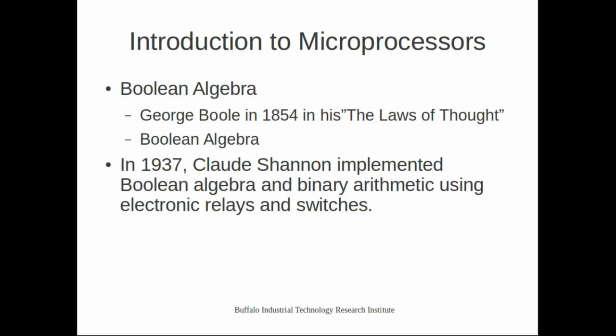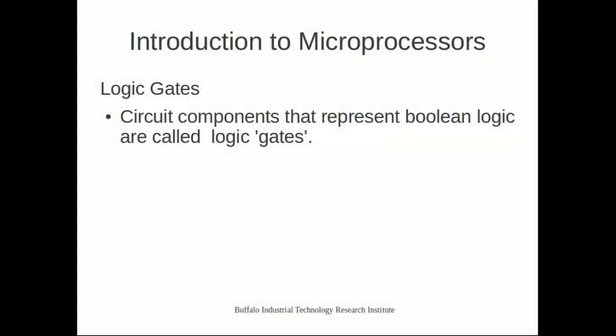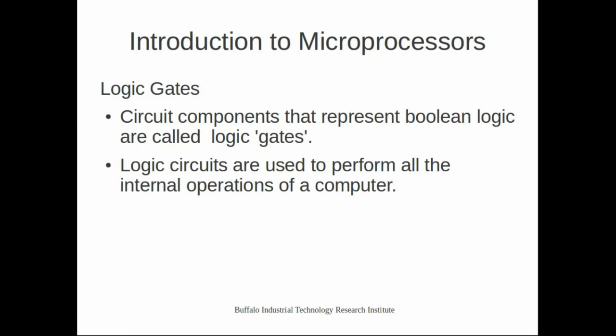In 1937, Claude Shannon implemented Boolean algebra and binary arithmetic using electronic relays and switches. He showed that circuits can be constructed using any basic element that has two states. They can be switches, which can be in either on state or off state. Circuit components that represent Boolean logic are called logic gates. Logic gates can be implemented using electronic switches as shown by Shannon earlier. Logic circuits are used to perform all the internal operations of a modern computer.